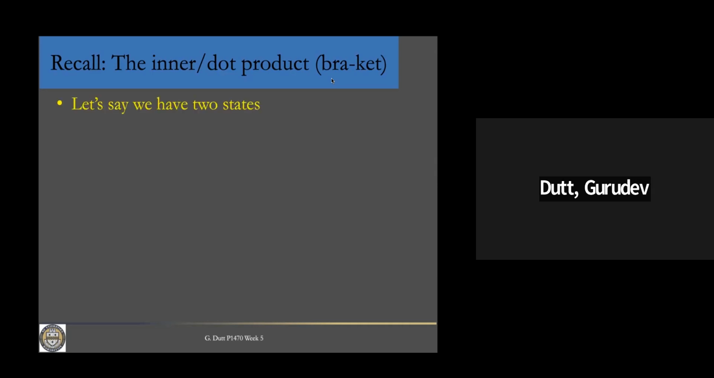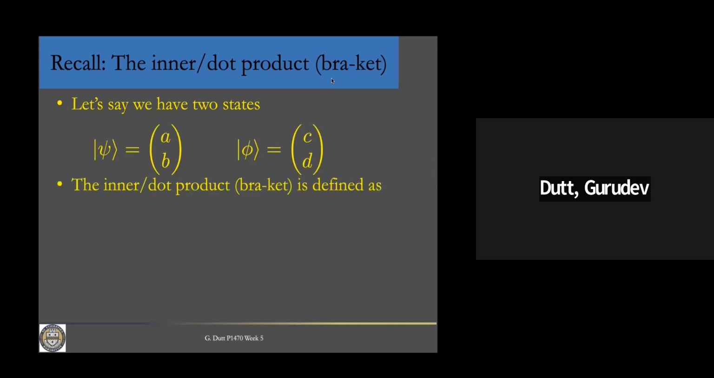We introduced the dot product, so I'll just quickly remind you of that. We have two states, psi and phi, with those two column vectors. Then the inner product is defined as the conjugate transpose of phi, which is the bra vector of phi, times the column vector psi. And that, of course, is just a number, which is C star A plus D star B.